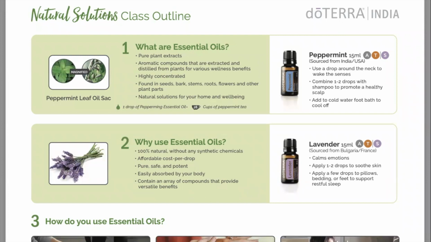There are different ways that they're sourced. When it has an A in a gray circle, that means it's able to be used aromatically. When it has a T in that orange circle, that's topically. And S is for sensitive. This is where you can use this oil without dilution, but I always recommend diluting an oil. It always has better absorption into the body when it is diluted, and you're able to cover more surface area. For example, in India, peppermint and lavender are both also ingestible oils.